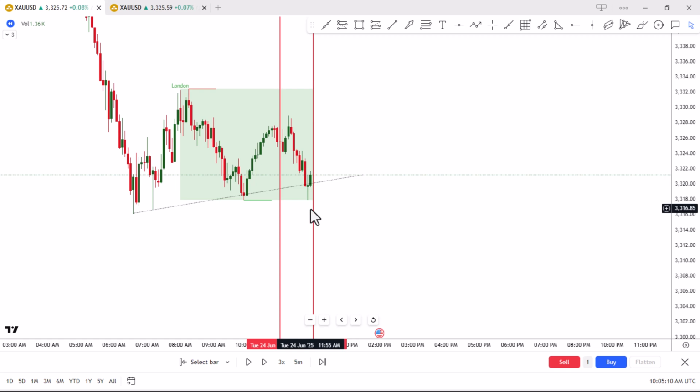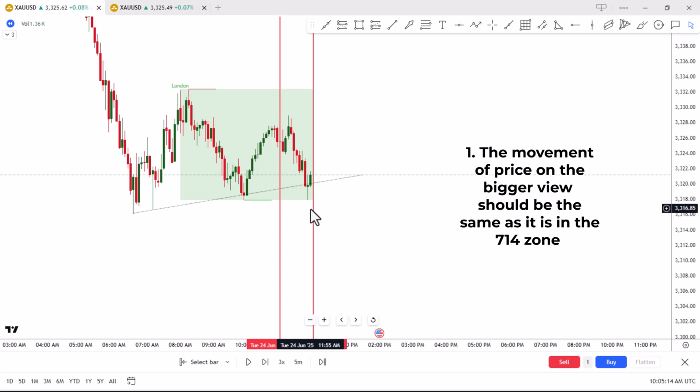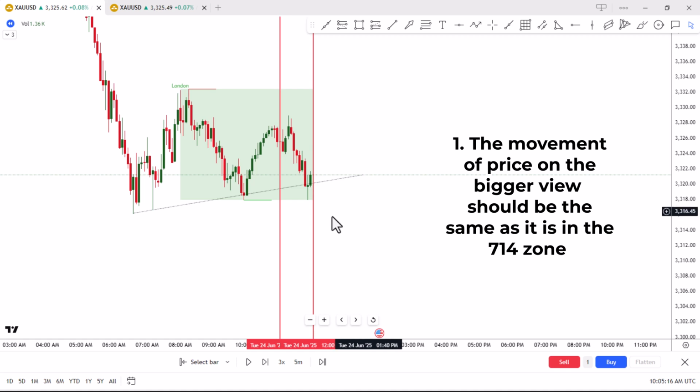But before you use the reverse 714 method, two things must be in place, right? One, price must be moving in the same direction as it is within this zone right here. Do you understand what I'm saying? So within this zone, we are in a downtrend. This right here is the 714 zone. Within this zone, we are in a downtrend, and price must be moving in that same direction significantly, right?